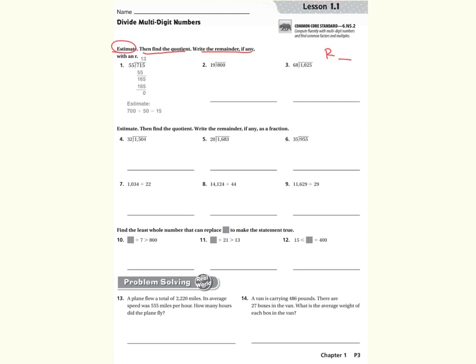So on this next one, however, it says to find the quotient, but then they want you to write the remainder as a fraction. So if there's any remainder, remember this one's going to be over 35. So you're going to take whatever the remainder is and you're going to put it over what it is. So let's try number 5. I'm going to blow this up.